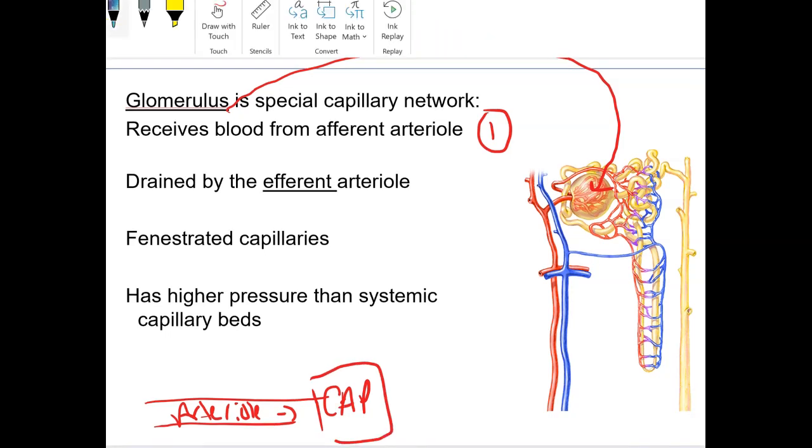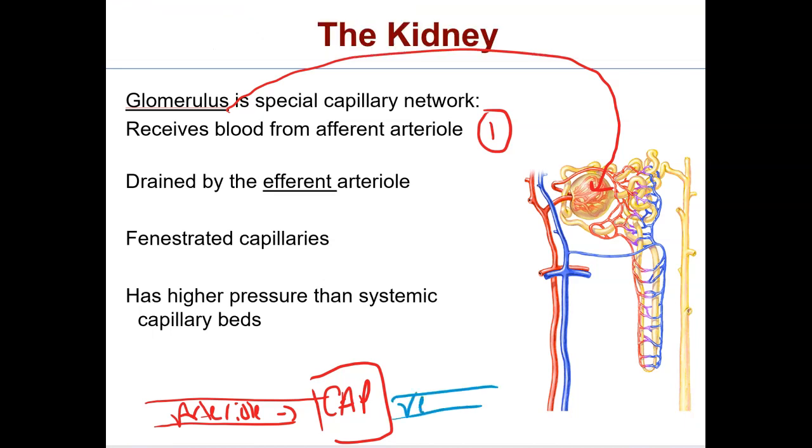And then you'll remember that the capillary network was drained by the venule. This is how most systemic capillaries are. Well, this is different because there's an afferent arteriole bringing it in and an efferent taking it out. So that's one difference. Another difference is it's fenestrated. Remember, fenestrated capillaries are more permeable. They actually have little pores in them, so it's a very permeable capillary.